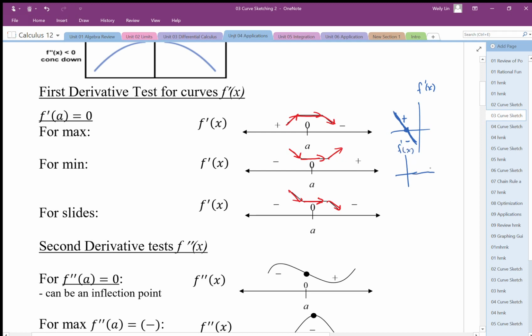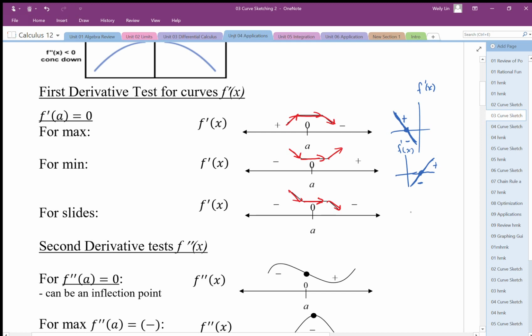For a min, it's the opposite, right? We have a negative slope, a negative y-coordinate. We have our 0 y-coordinate here, and then we go to our positive y-coordinate. So we go from negative, 0, positive. It's going to cut through the x-axis. The f prime function is going to cut through the x-axis in this direction, sloping up.